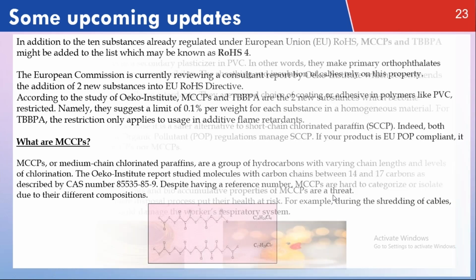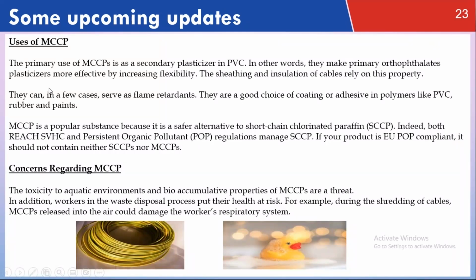Looking at the uses of MCCP, it is mainly used as a plasticizer in PVC. In other words, it makes the primary orthophthalate plasticizers more effective by increasing flexibility. So in order to increase the flexibility of PVC, these MCCPs are added. The sheathing and insulation of cables rely basically on this property. In a few cases, they can also be used as flame retardants. They are also a good choice of coating and adhesive in polymers like PVC, rubber, and paints.